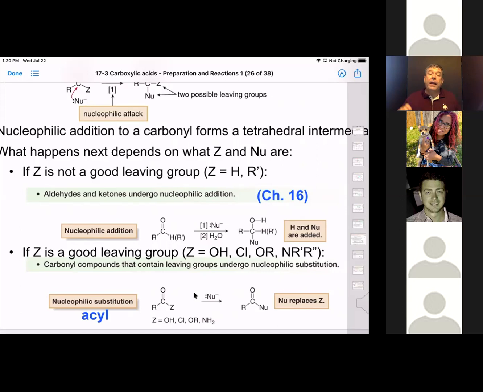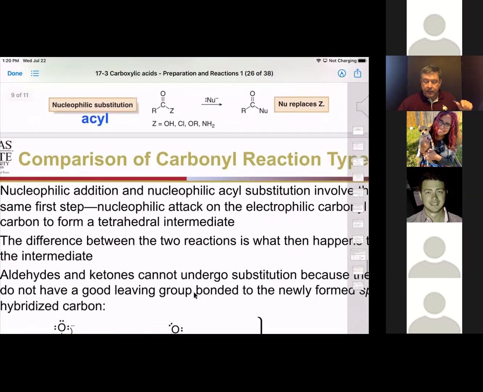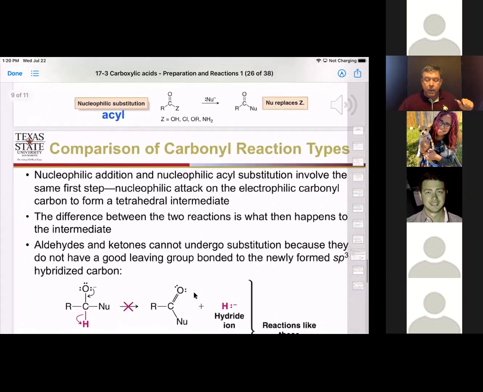Once we have this OH, the chlorine, the alkoxide, and the amines, we now will undergo substitution reactions on that carbonyl carbon. So once we go from the aldehydes and ketones, where addition is the driving force, or oxidation, we now have something that can be substituted and will undergo more substitution reactions than we saw before. So let's talk about why this happens.